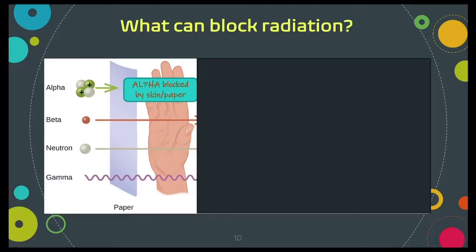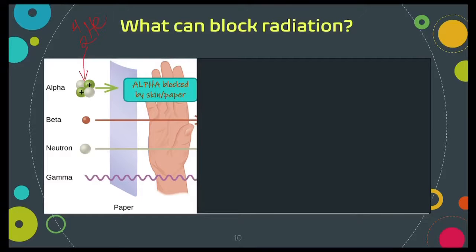We're talking about what can block these types of radiation. So let's start by looking at the alpha particle. Notice, first of all, the alpha particle is depicted with two positively charged green spheres and then two white spheres with no markings on them. So remember, the alpha particle is a helium nucleus, and the mass number is 4, so that's why we've got 4 subatomic particles clustered together, and the number of protons is 2.